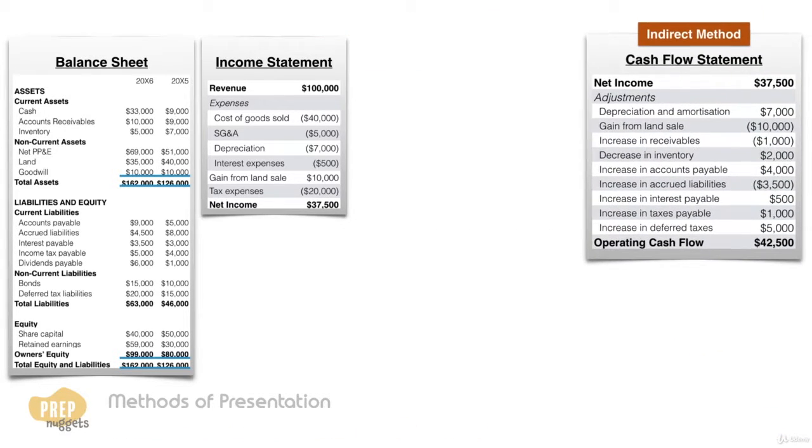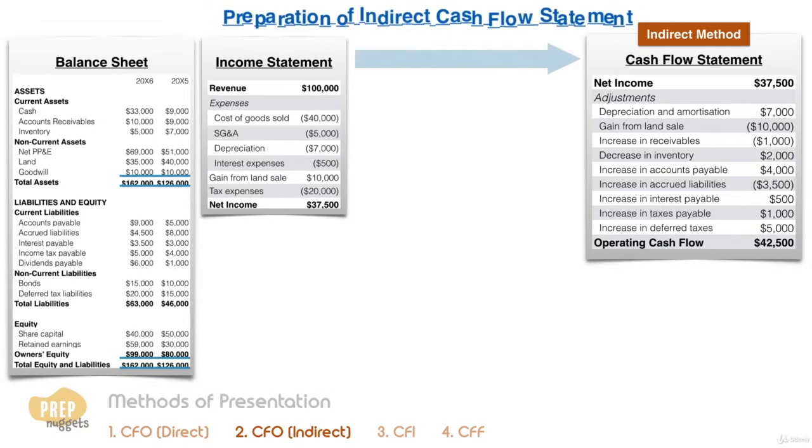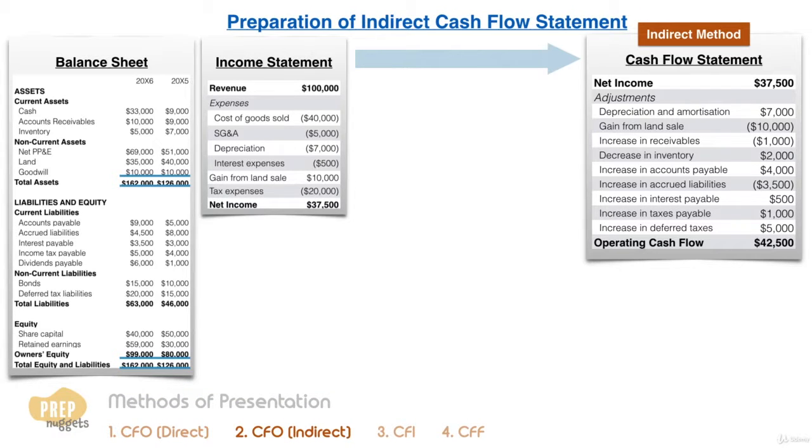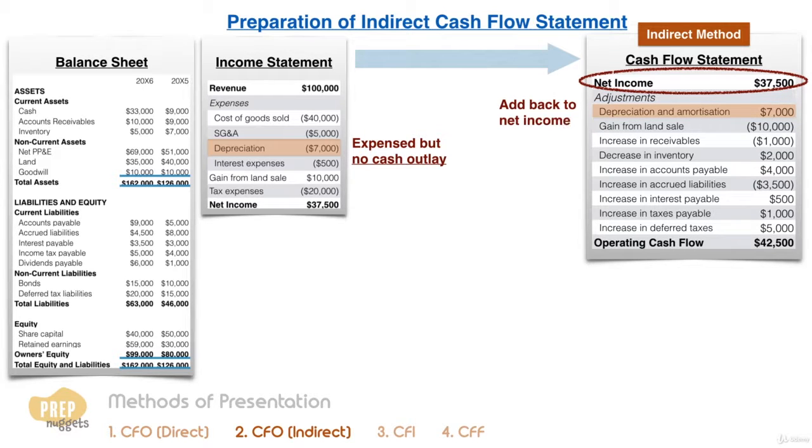Preparing the indirect cash flow statement is vastly different from that of the direct statement. We begin with net income and adjust it for differences between accounting items and actual cash receipts and disbursements. Depreciation, for example, is deducted in calculating net income but requires no cash outlay in the current period. Therefore, we must add depreciation to net income for the period in calculating operating cash flow.